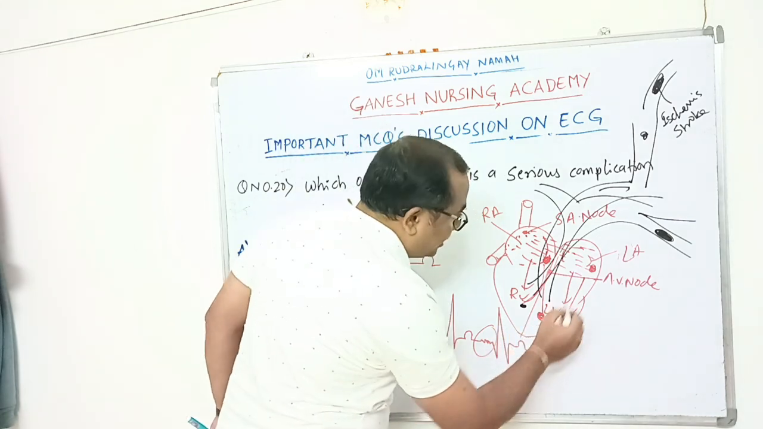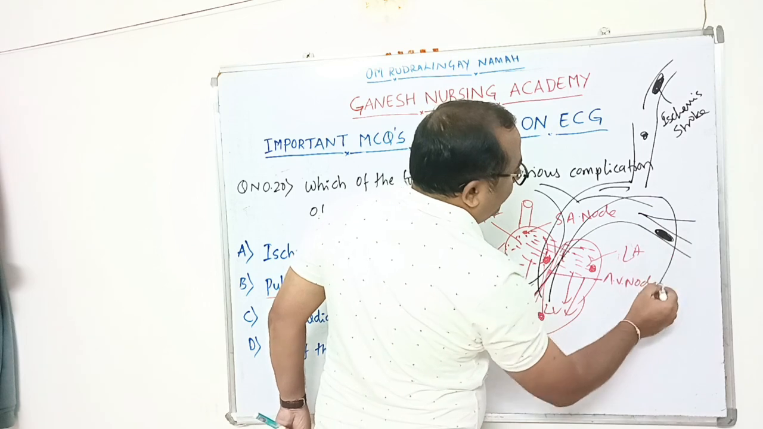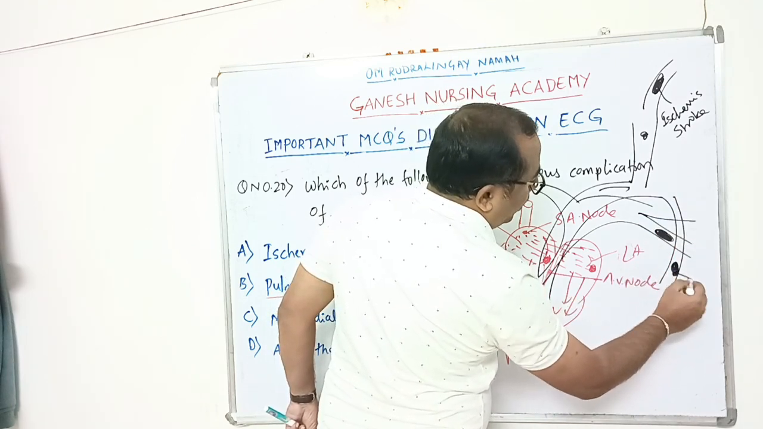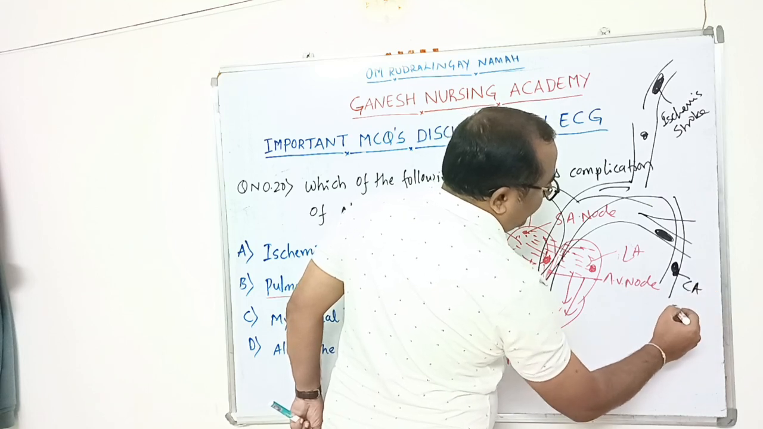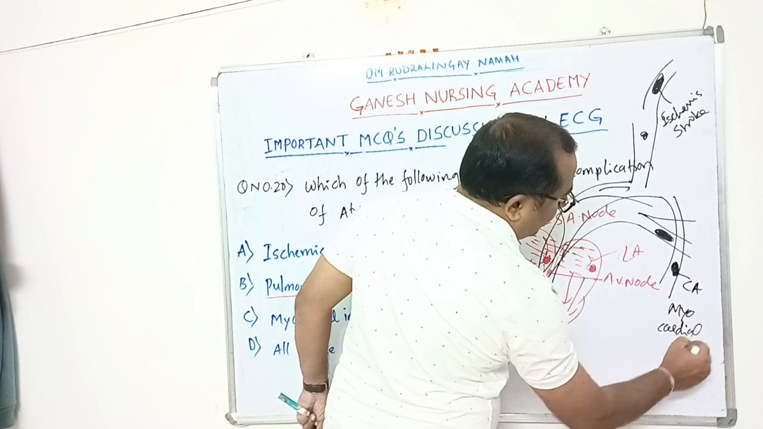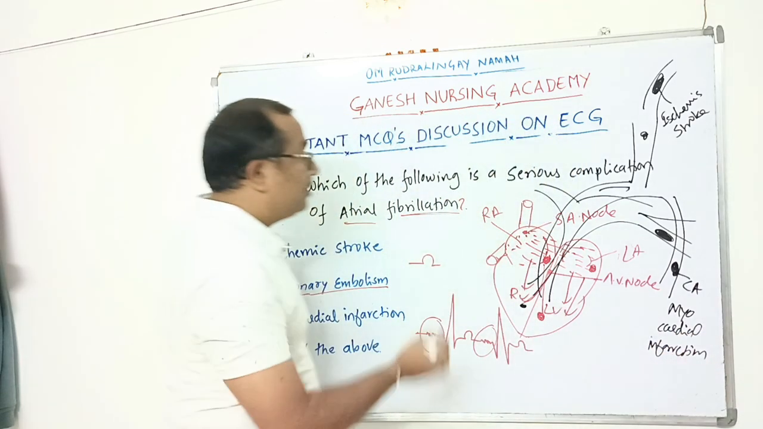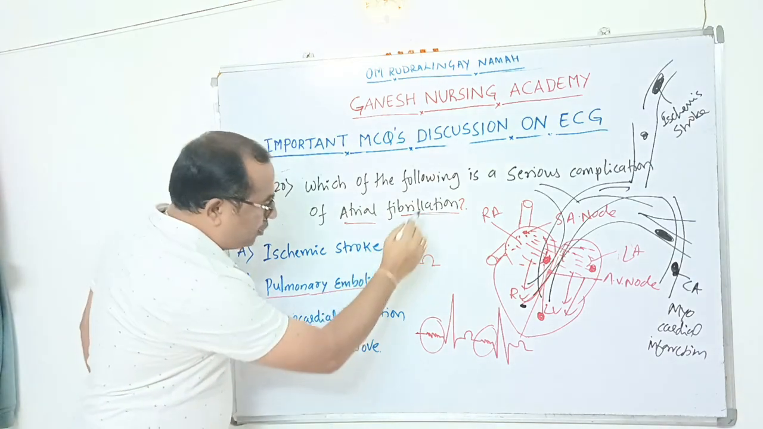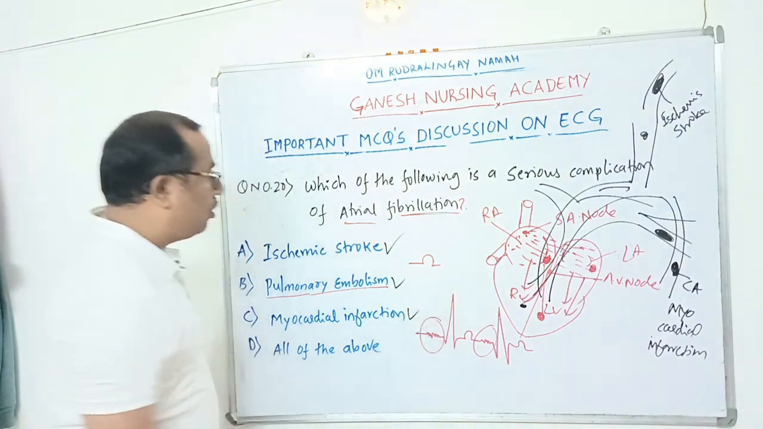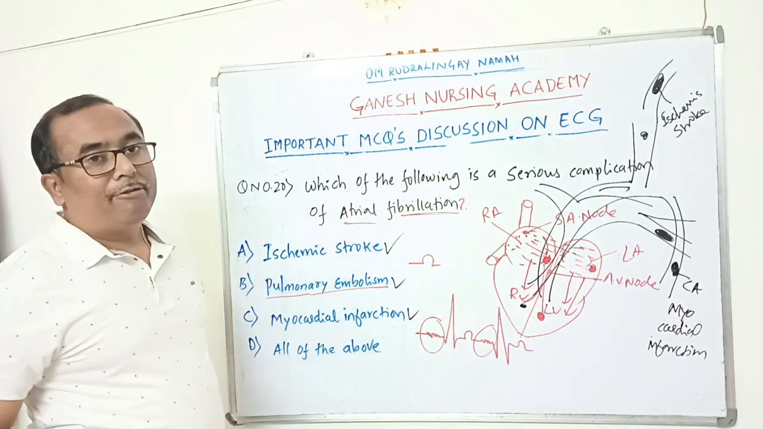Or this clot, which enters from the left atrium into the circulation, may block the coronary artery. If it blocks the coronary artery, then it will lead to sudden myocardial infarction. So here, because of atrial fibrillation, ischemic stroke can happen, pulmonary embolism can happen, and myocardial infarction can happen. So all three possibilities are there, and they are very serious complications of atrial fibrillation.